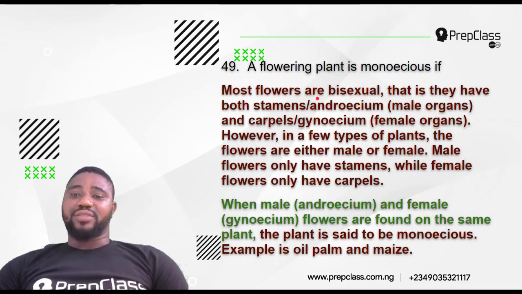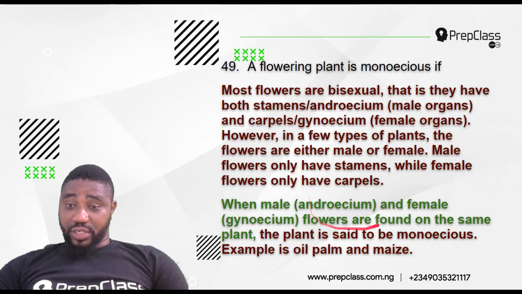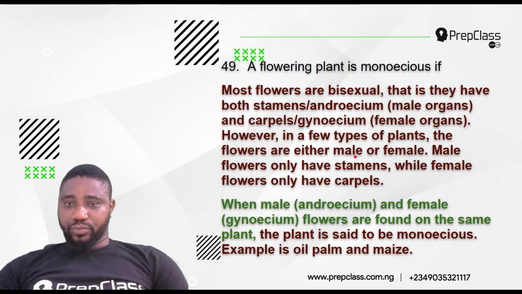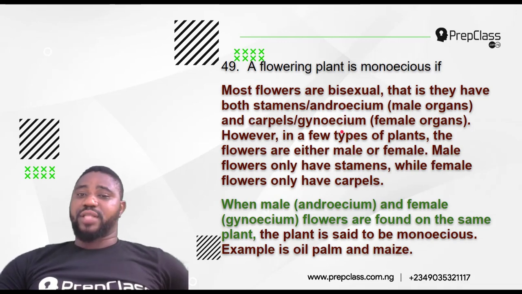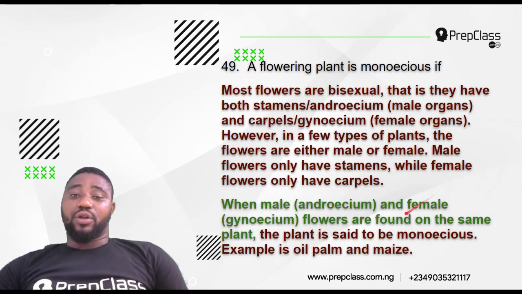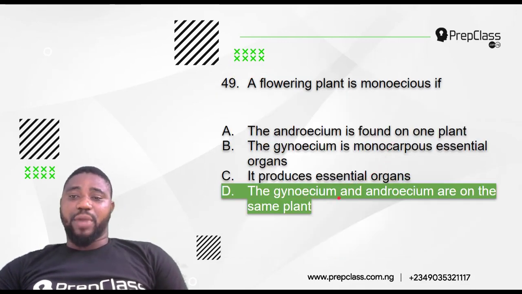So when male flowers and female flowers are found on the same plant, the plant is called a monoecious plant. So the correct answer is when male and female flowers are found on the same plant. That's gynoecium and androecium on the same plant. Female flowers and male flowers are on the same plant, so the plant is called a monoecious plant. So the correct answer is option D.